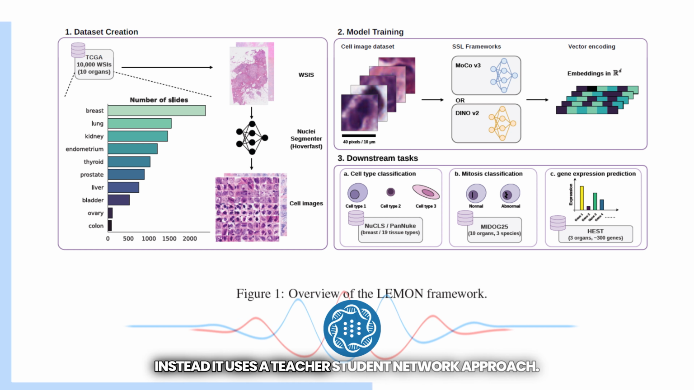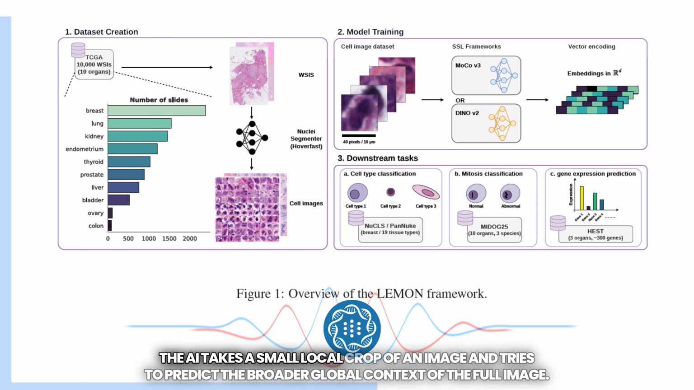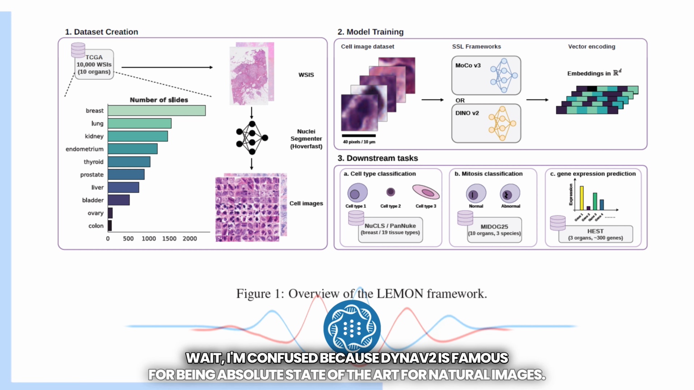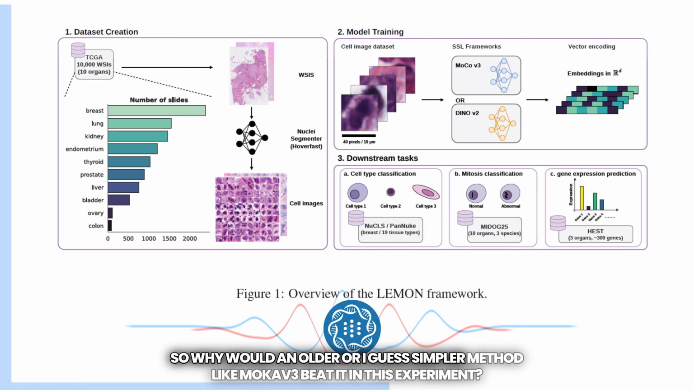Instead, it uses a teacher-student network approach. But the crucial mechanism is something called local-to-global matching. The AI takes a small local crop of an image and tries to predict the broader global context of the full image. Wait, I'm confused, because DINOv2 is famous for being absolute state-of-the-art for natural images, right? It's what powers some of the most advanced computer vision systems out there. It is, yeah. So why would an older, or I guess simpler, method like MoCoV3 beat it in this experiment?